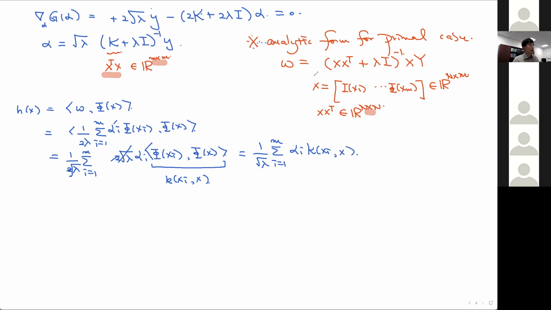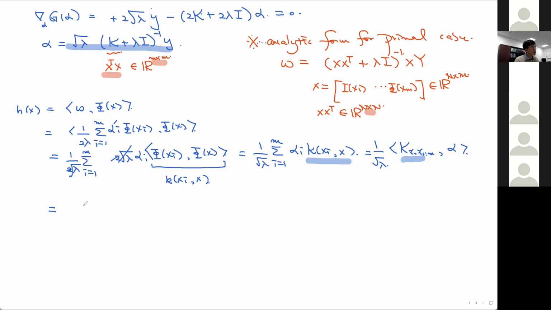Okay. But now let's write it in matrix form. If you write this in matrix form, it is square root of lambda times an inner product between, I will write it as, k(x, x1 to m). So this is the vector that we construct by applying k to x1, x, x2, x, and so on. And then the other one is just vector alpha. Now we plug in this vector alpha that's given here. So if we do so, then here's the final outcome that we can get.